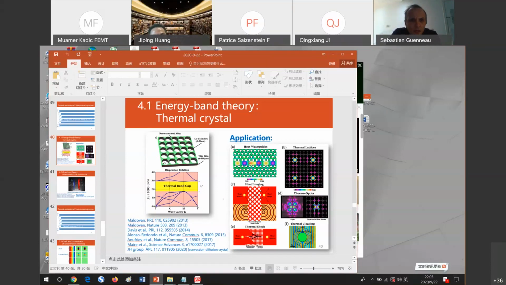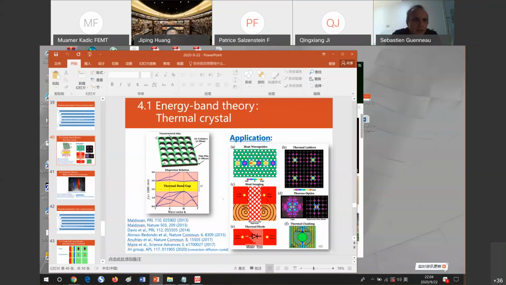Yeah, I have read this Physical Review Letters paper of Moldovan in 2013, but I will read the paper which refers to panel C in application. I'm very interested by this heat imaging lens. It's crystal. I was not aware of this work.